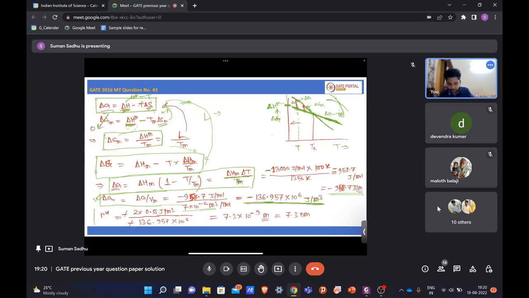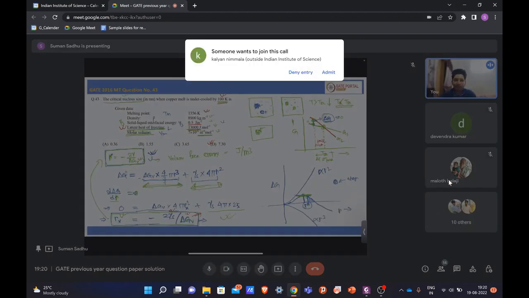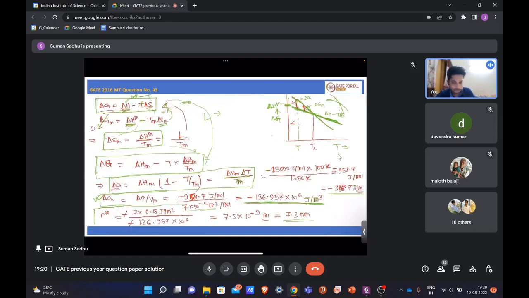Now it is easy to find that R star, right? Because you know the formula and you already derived this formula, how it is coming. So R star is minus 2 gamma s divided by delta GV. So this minus and minus will cancel out, because delta GV is negative. So now we will find that R star is coming 7.3 into 10 to the power minus 9 meter. So that correct answer will be 7.3 nanometer.